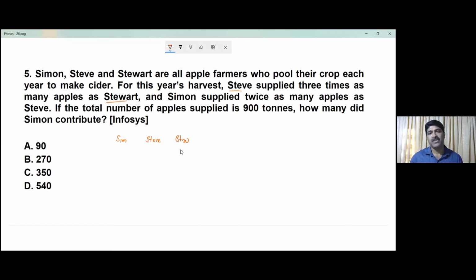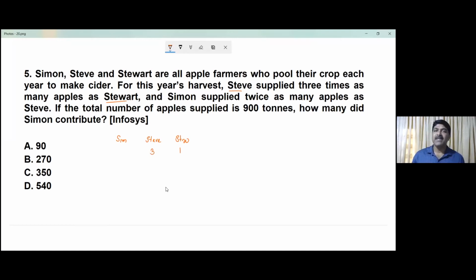So what do you want to do? You just simply assume Stuart's supply quantity as 1, instead of X. This is the right way. If you are substituting X, then also it's not a problem, you will get the answer. But in a more professional way, we try to avoid the presence of X from our rough work. So we are using the unitary method for most of the problems. So Stuart, we are starting from 1. Clear? Steve supplied 3 times. Therefore, we can easily write this as 3. Got it clearly?